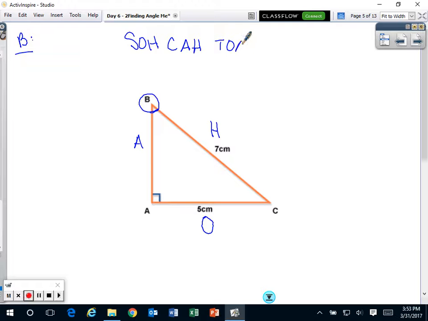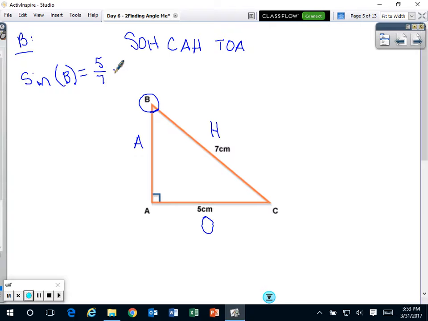we need to know which function we're going to use, which trig function. We know opposite and hypotenuse sides, so I'm going to use opposite over hypotenuse, the sine one. So I'm going to set it up as sine of B equals the opposite over hypotenuse, so that's going to be 5 over 7. So there it's set up. I just need to solve it now.